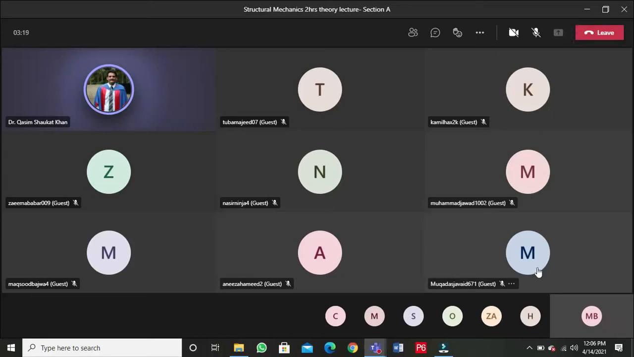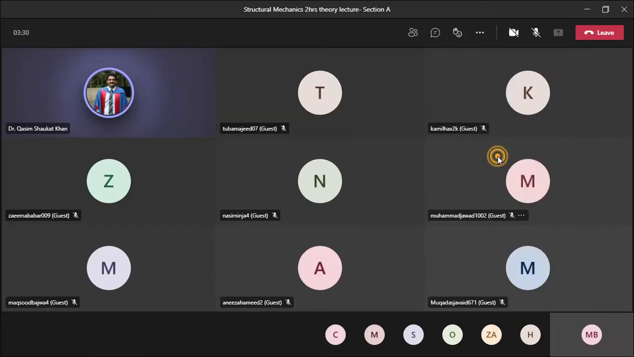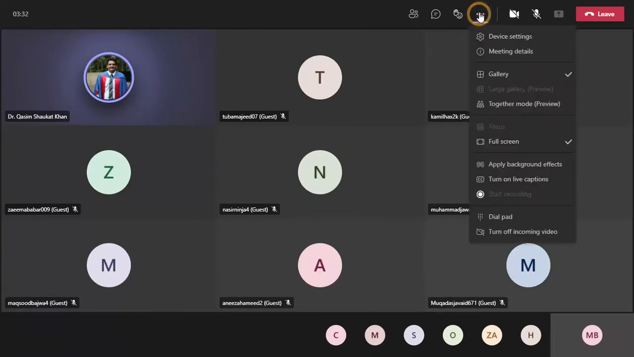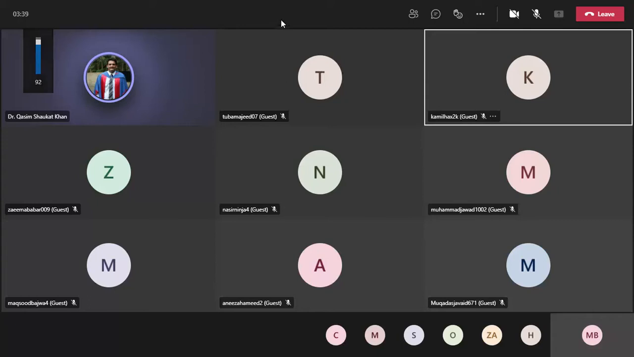So last time we have derived the expressions for normal and the shear stresses. So today we will continue with those expressions, and along with that we will also solve one numerical related to this. So let's start with our today's lecture.